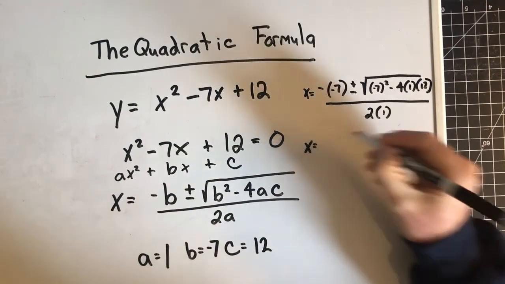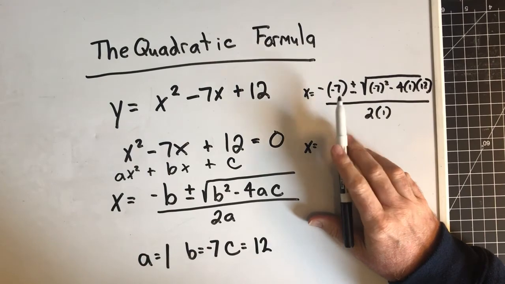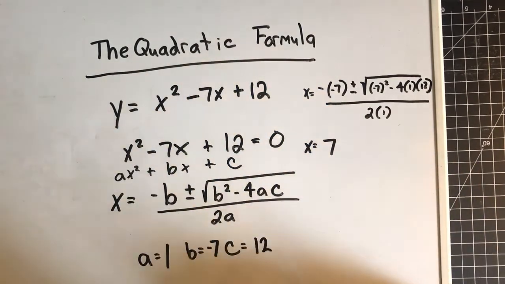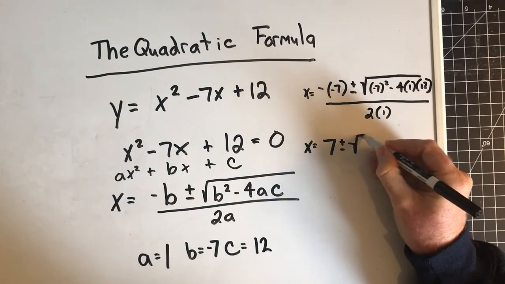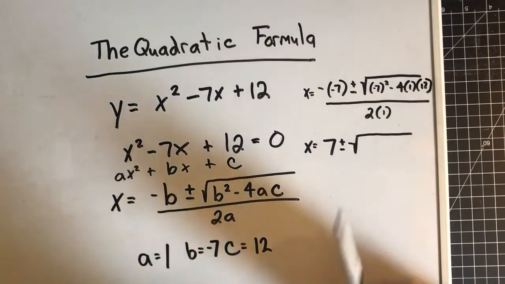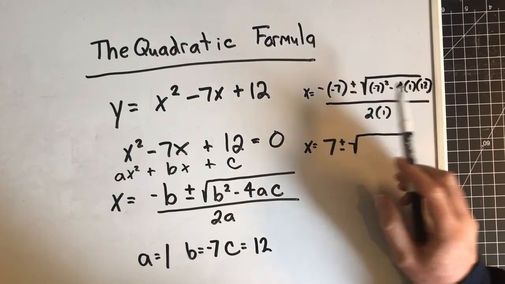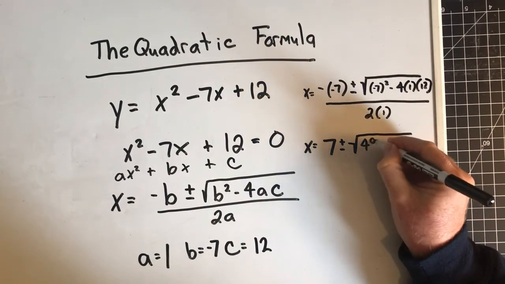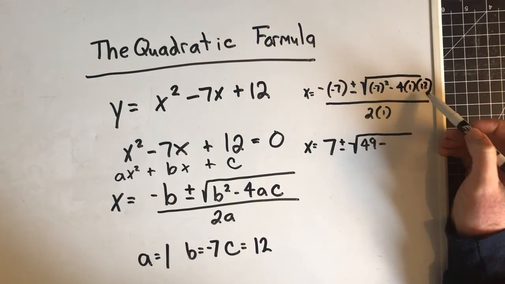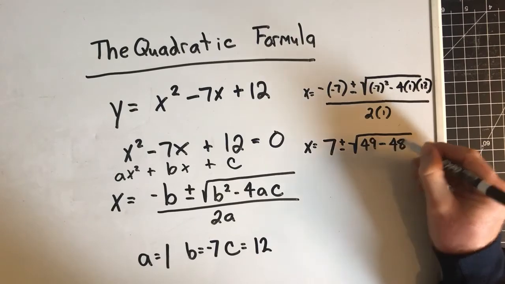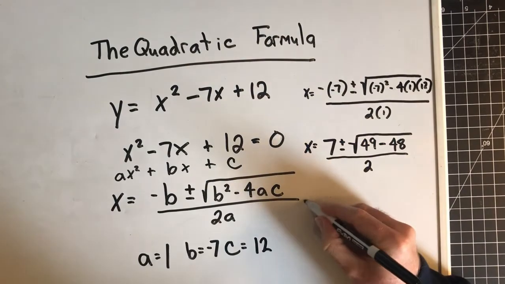So I have x equals, and then we'll do negative. So negative 7, it's positive 7, plus or minus the square root of, well, we have negative 7 squared. That's negative 7 times negative 7. That's positive 49. Minus 4 times 1 is 4. Times 12 is 48. All over 2 times 1 is 2.